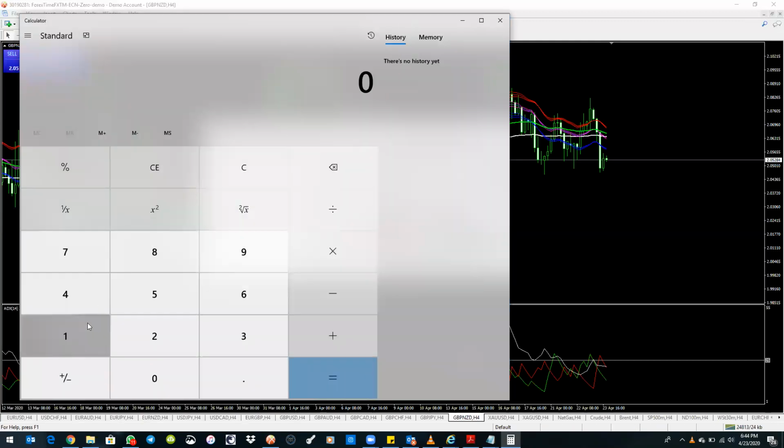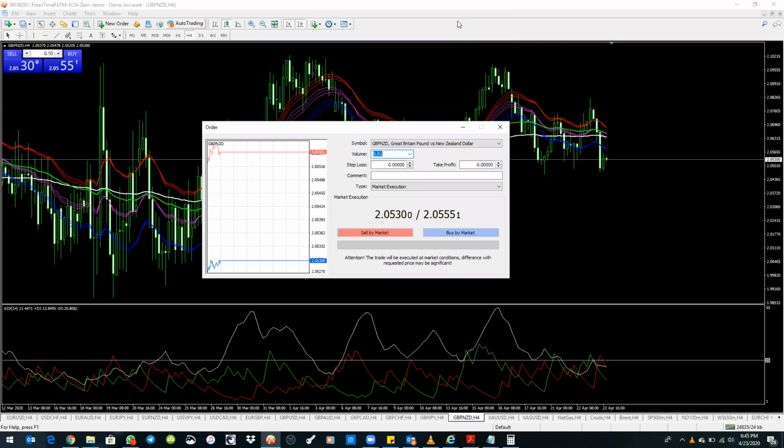If one lot size is $1,000, then what is the value of 0.01? Sorry, it's going to be times 0.01. That means 0.01 is $10. That means that your broker allows you to trade as low as $10 per trade.